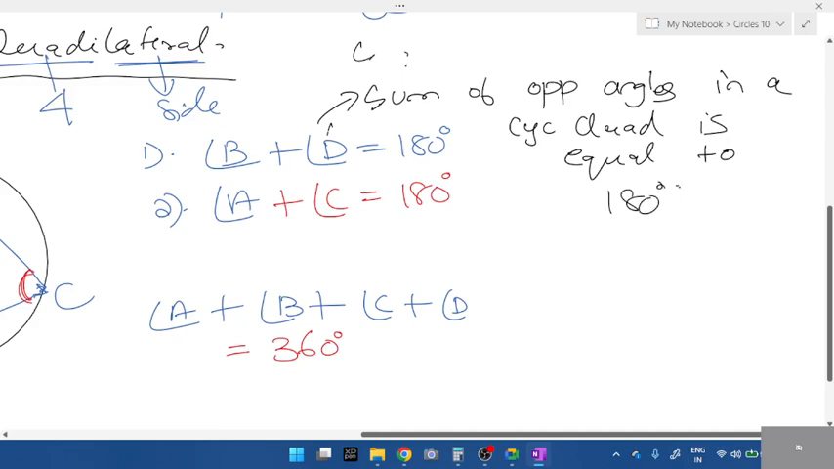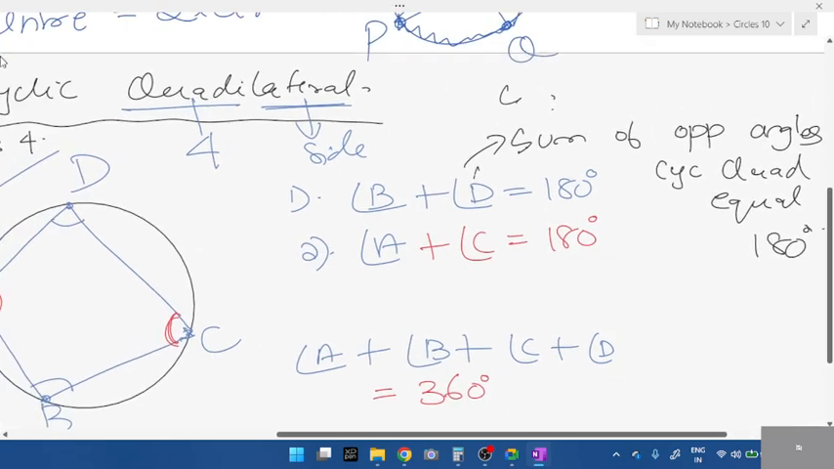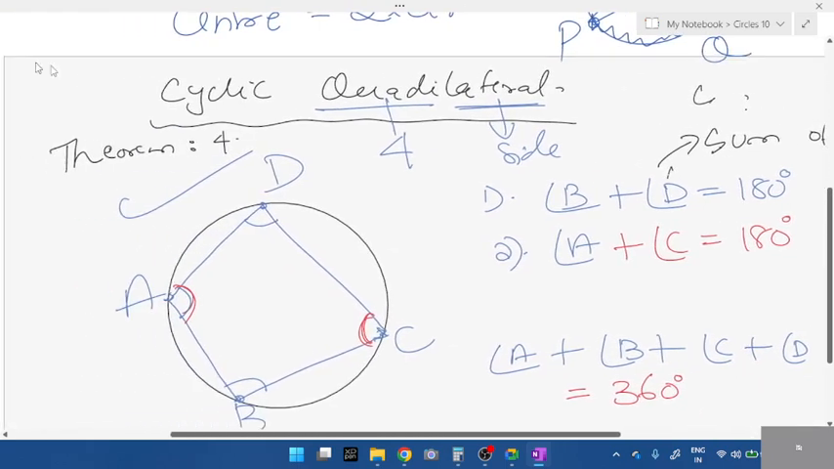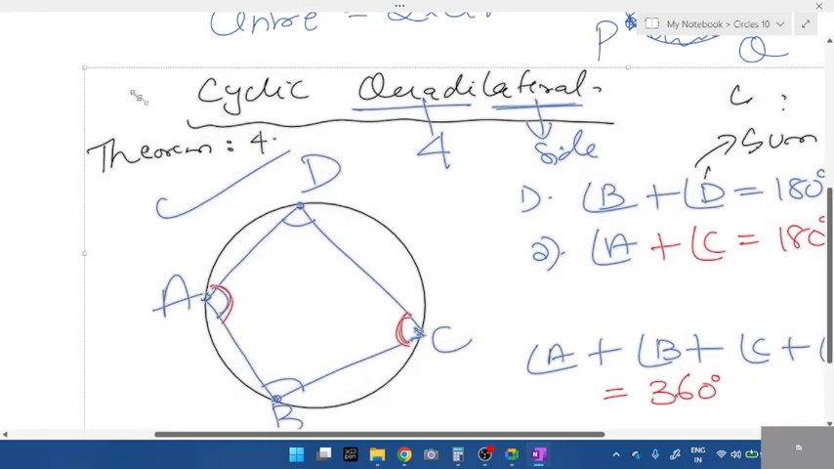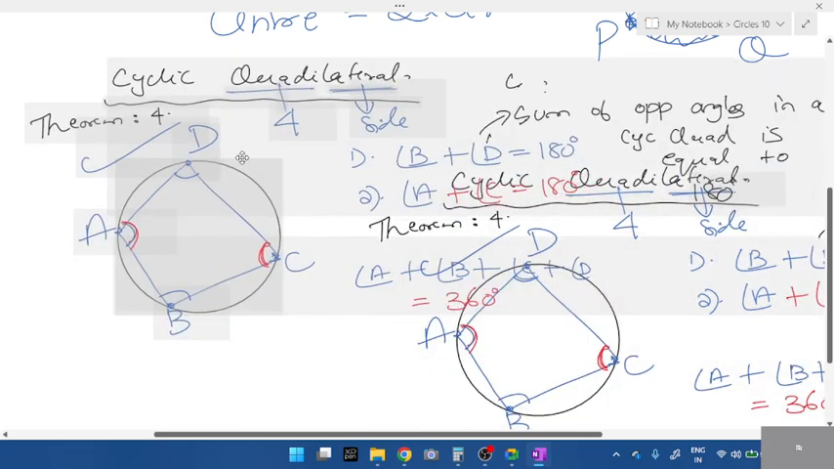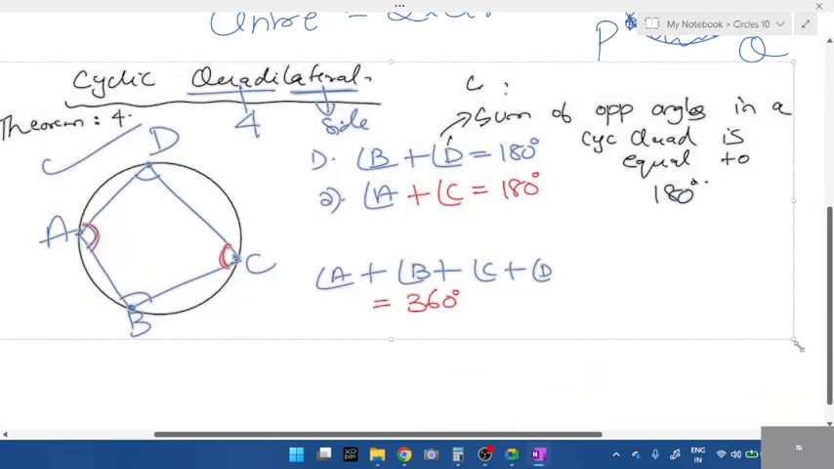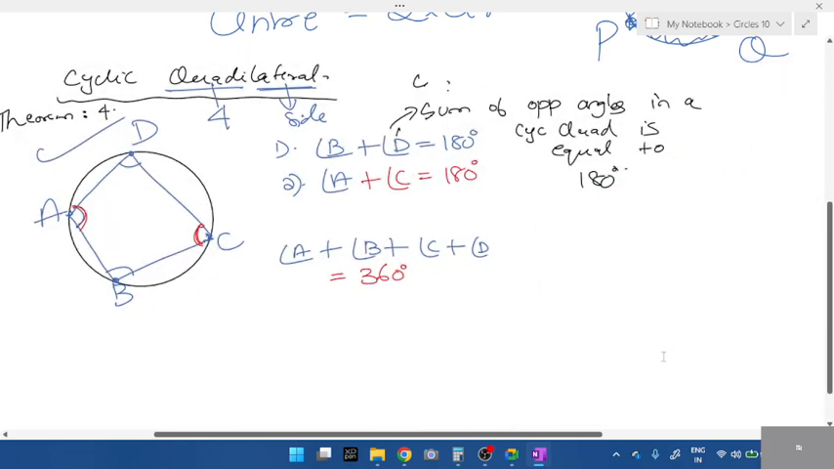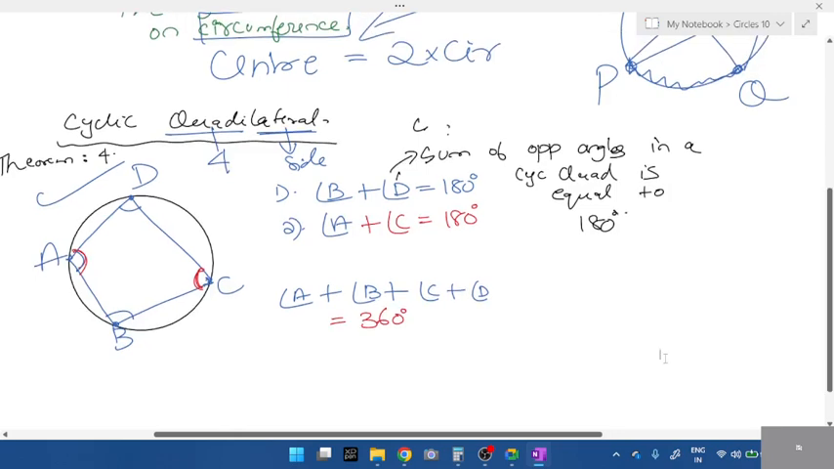This is what they give as theorem, students. Just convert that equation into words. Okay. In exam, they don't ask you a definition. This is mathematics, so equation is important. For reference, if you want, you'll write it. Sum of opposite angles in a cyclic quadrilateral is equal to 180.